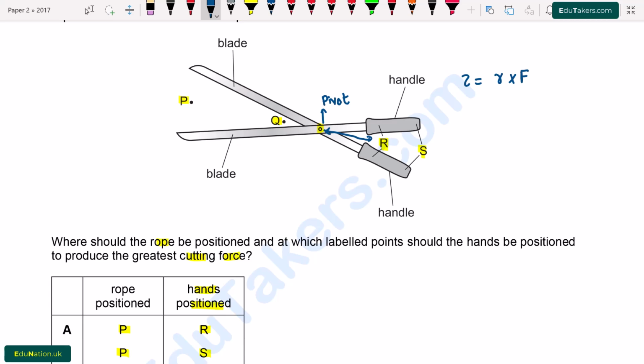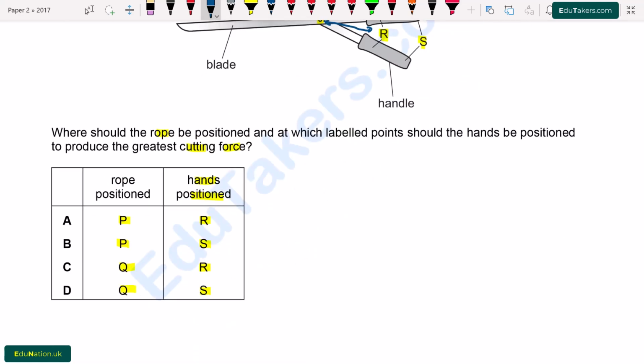Next, the rope should be positioned at point Q. Because we are placing the rope at point Q, the rope will be cut by a small torque force. Now we see the options. From here, option D is correct, which shows that the rope should be positioned at Q and the hand should be positioned at S.